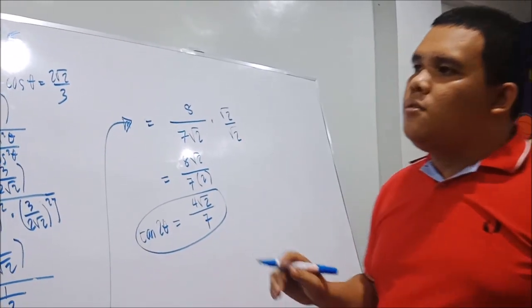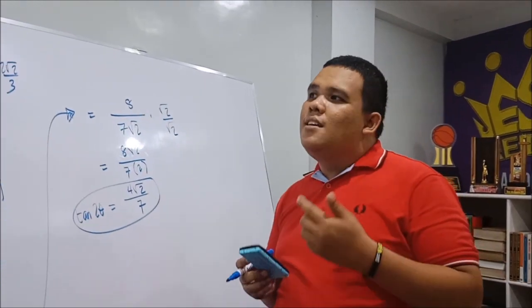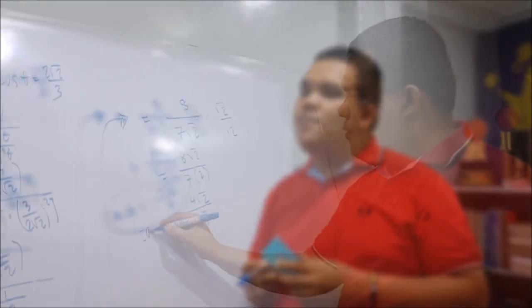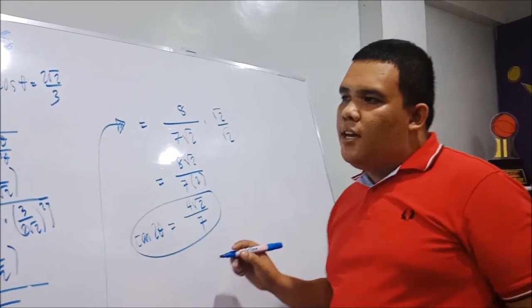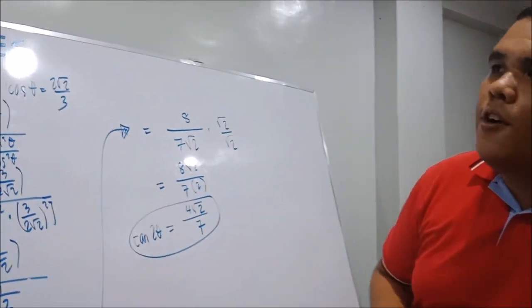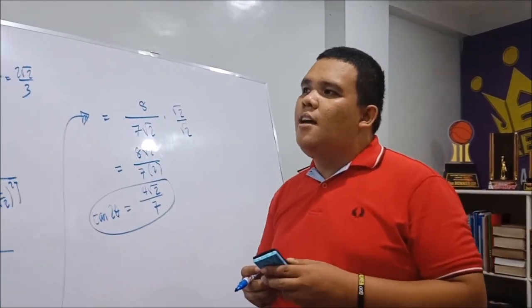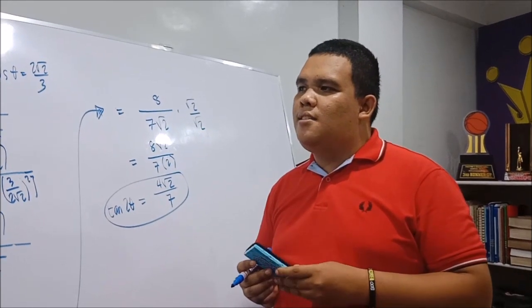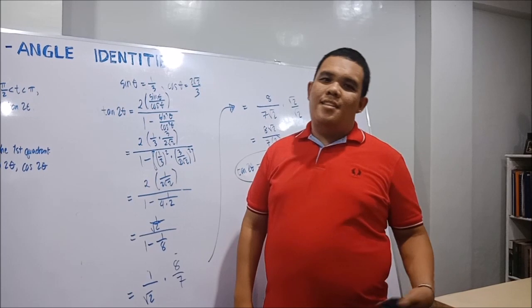So again, it is the use of the sine double angle identity, cosine double angle identity, and tangent double angle identity. That's all for today.